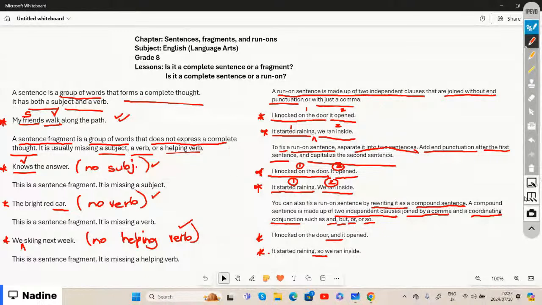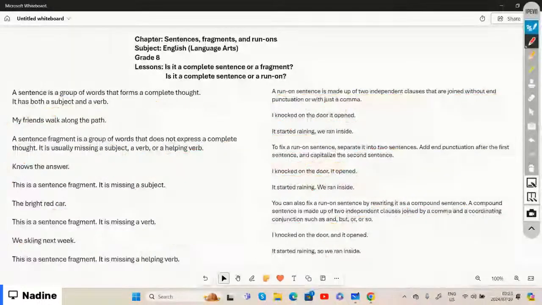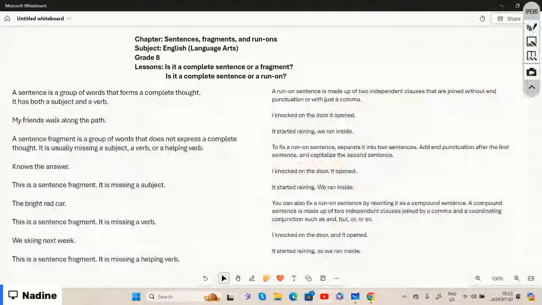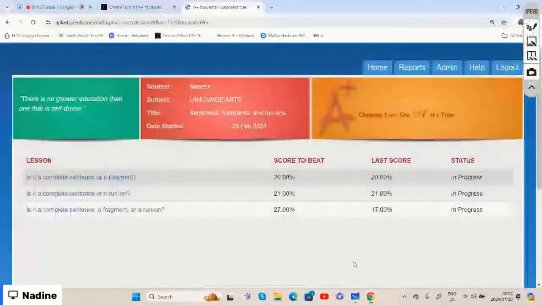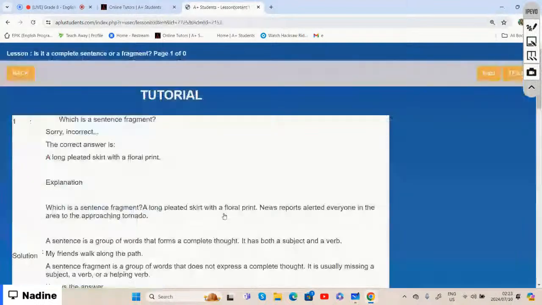All right, so now we're going to aplusstudents.ca, grade 8, and we are going to do the chapter of sentences, fragments, and run-ons. So we're going into the first one, which says, is it a complete sentence or a fragment?